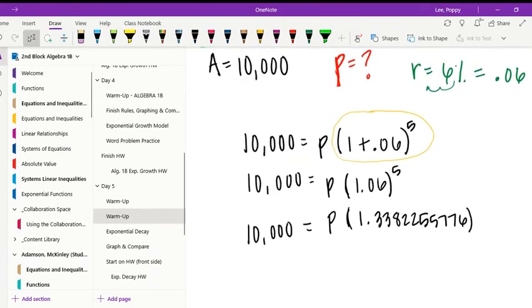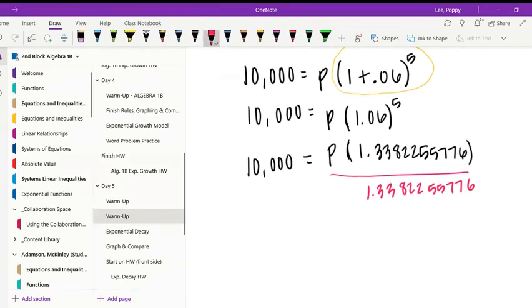So now we know that we have $10,000 equals P times that entire amount. How do we solve for P? Hopefully you realize, oh my gosh, all I have to do is divide each side by that big old long decimal, and I will get the P value by itself. So this is working backwards to find the initial value. So we're going to divide by that big old decimal. And like I said, the more numbers you use, the more accurate your answer is going to be.